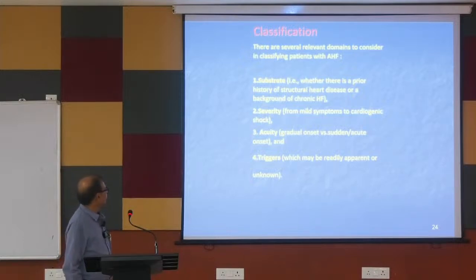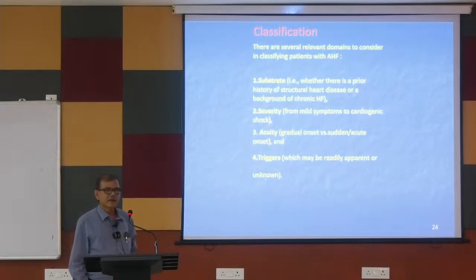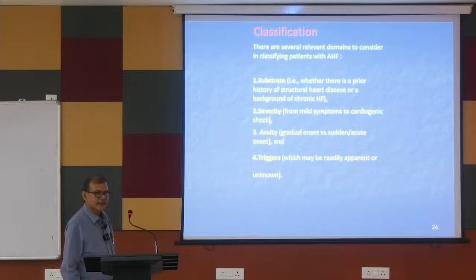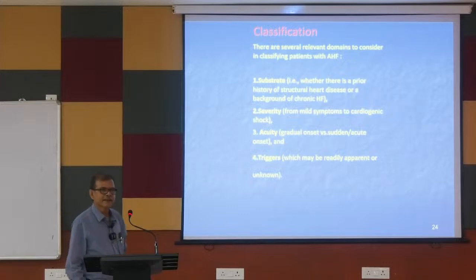And lastly, the acuity means gradual onset or sudden or subacute onset. What is gradual onset? What is acute onset? I will tell you later on. And triggers, which may be apparent or may be unknown. We may know or may not know.